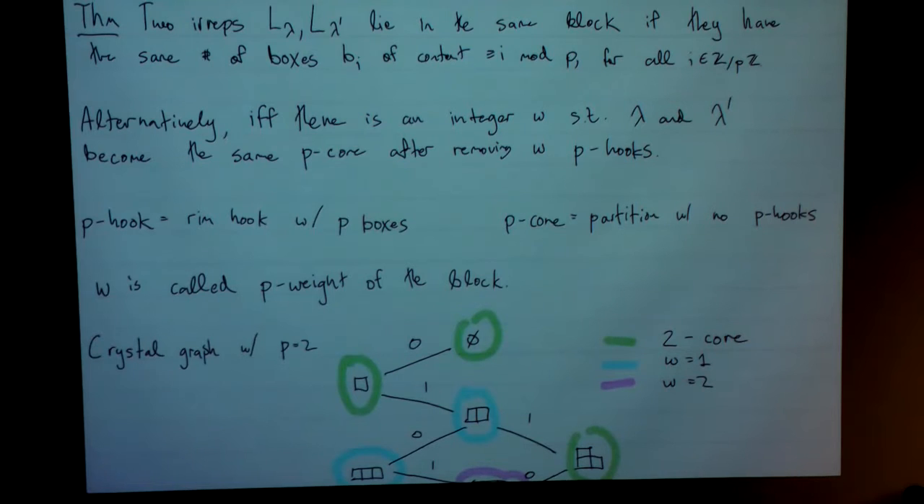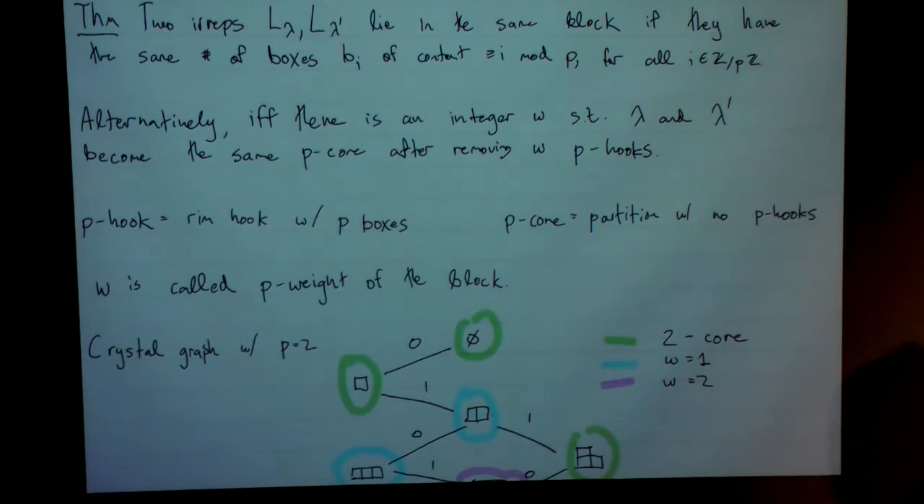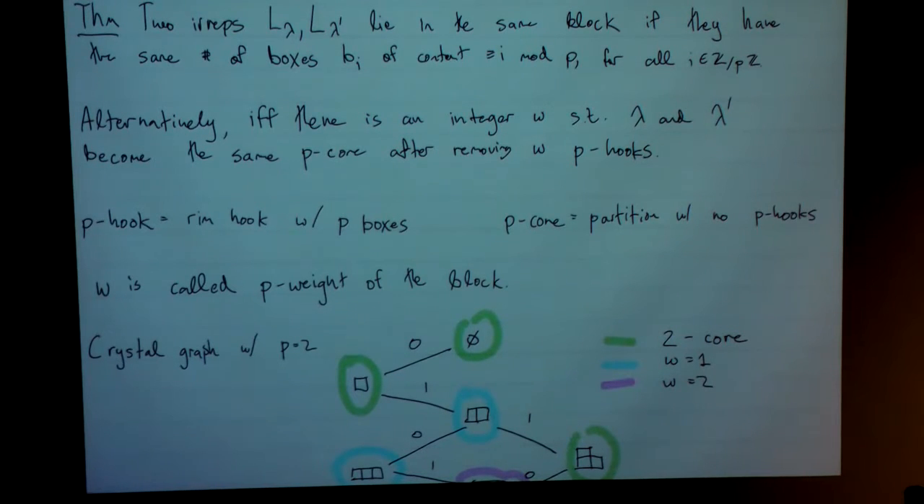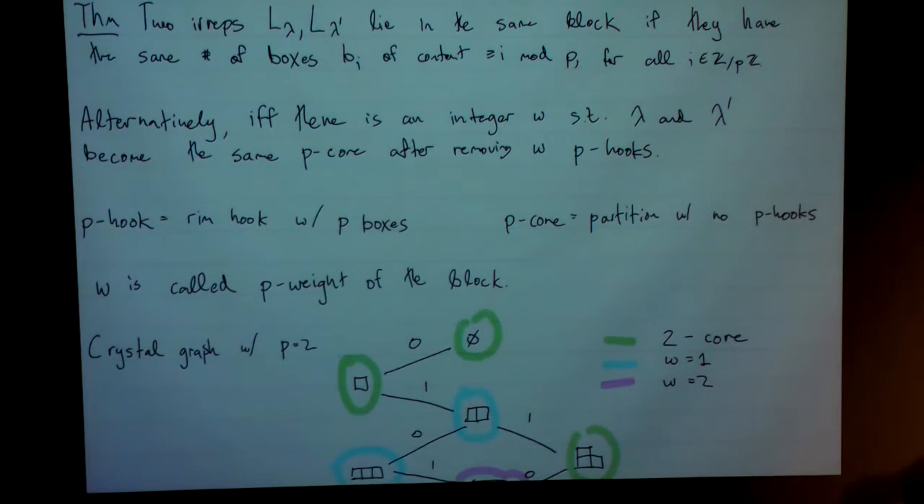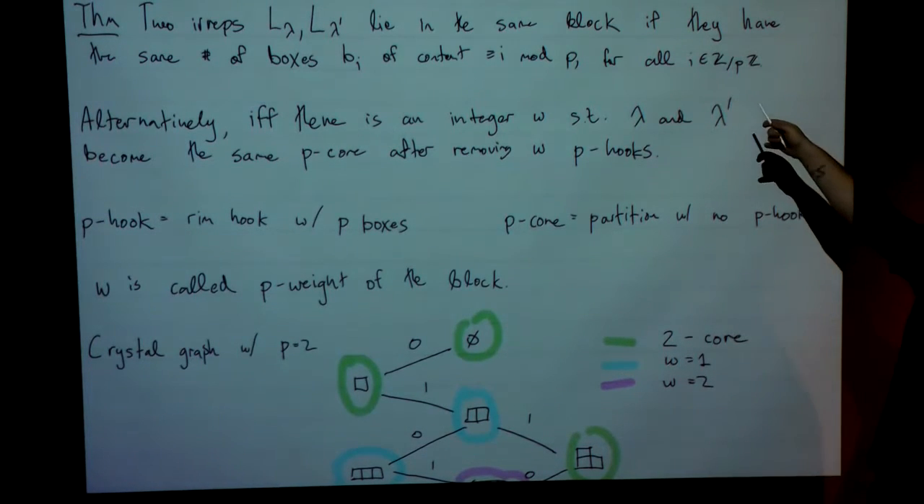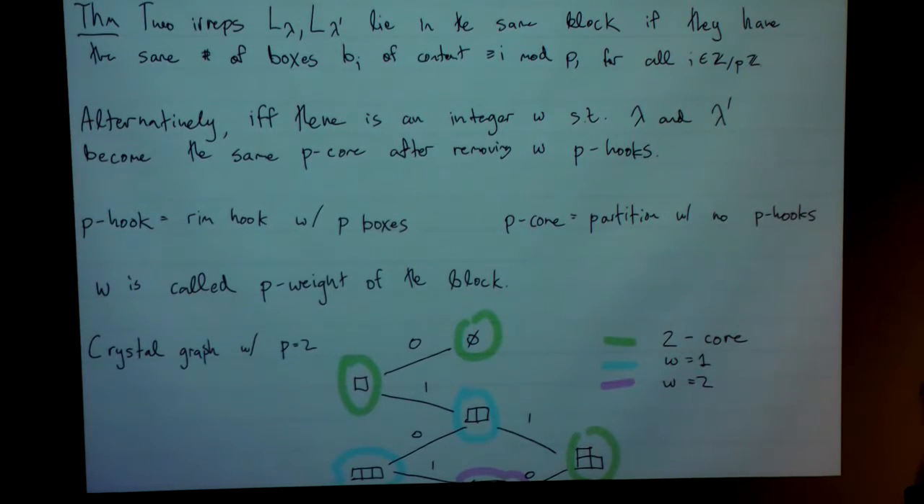For the symmetric group, there's a very nice answer for when two simples lie in the same block. I prefer this way of saying it: if they have the same number of boxes of a given content mod p for all elements of Z mod p. One reason I like this is it makes it clear two things are in the same block if their classes in the Grothendieck group are weight vectors of the same weight. This number of boxes tells me the weight. And so that's an equivalent way of rephrasing this.